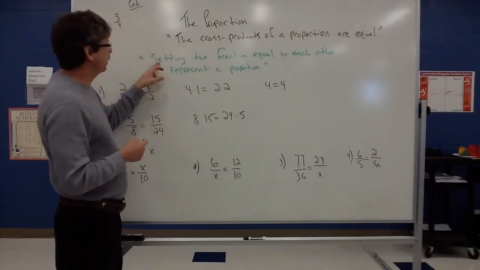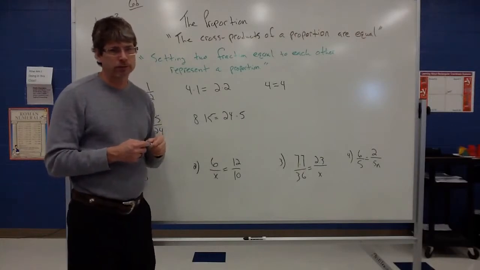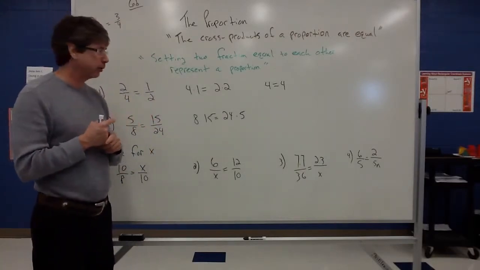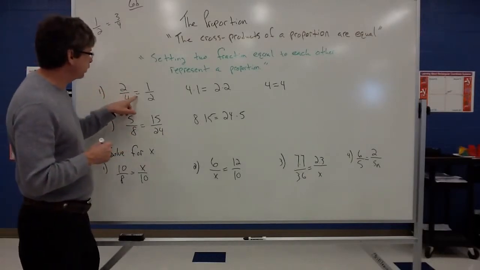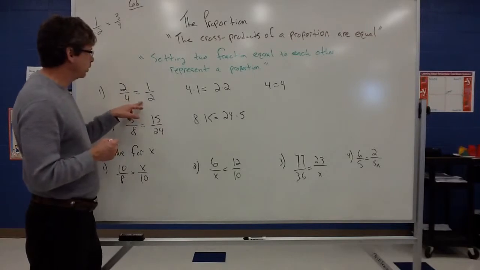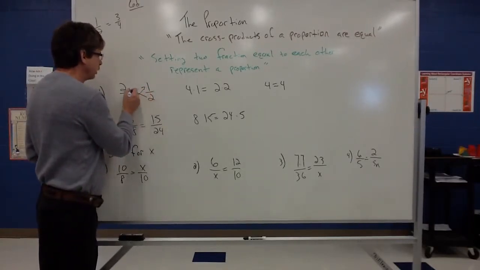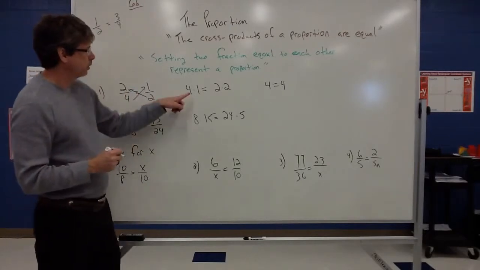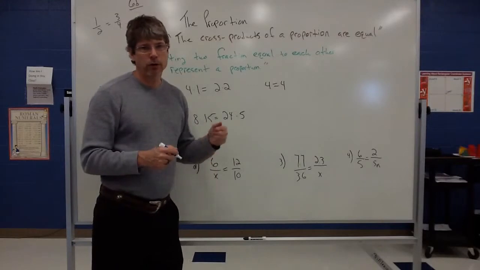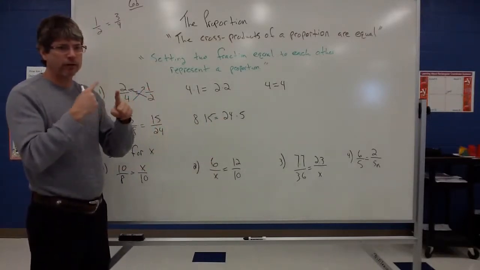So if you set two fractions equal to each other, that is going to represent a proportion only if those cross products are equal. So for instance, 2/4 is equal to 1/2. This is only going to be true if the cross products are equal. So if I multiply 4 times 1, that must equal 2 times 2. Since 4 times 1 does equal 2 times 2, because they both equal 4, that is a proportion. To be a proportion, those cross products have to be equal.